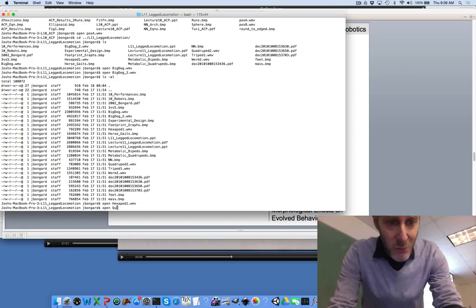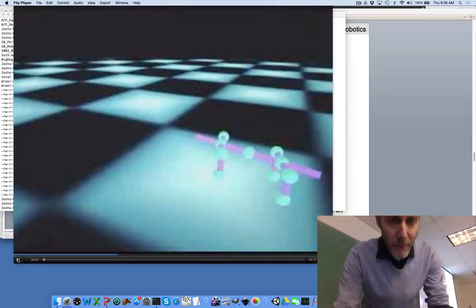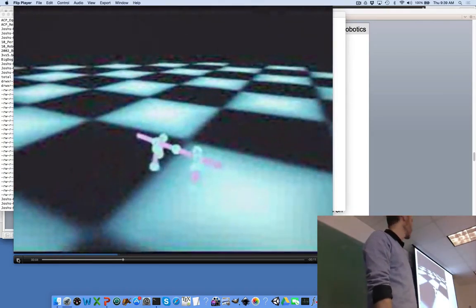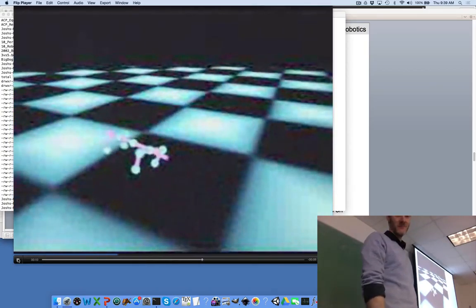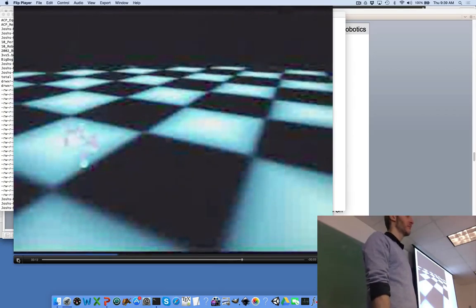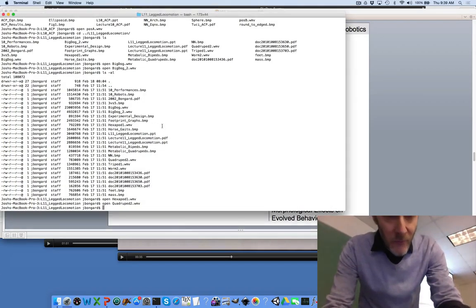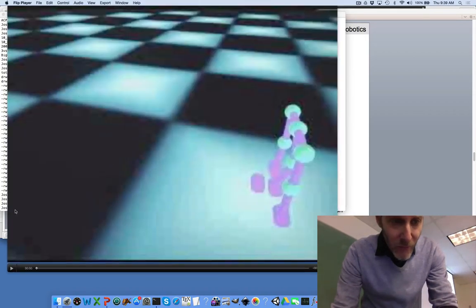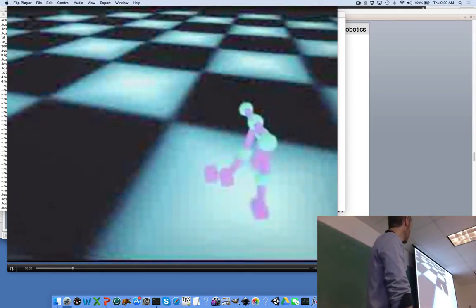Let's have a look at one of the quadrupeds. Not bad. A clear gait, right? We didn't select for a particular gait, we just selected for maximizing displacement. Here's the tripod. Walking on its crutches.